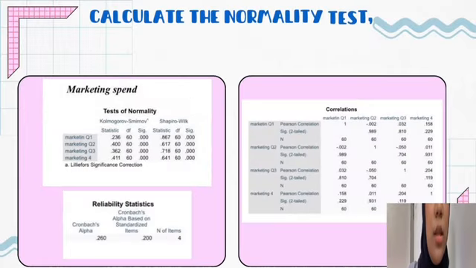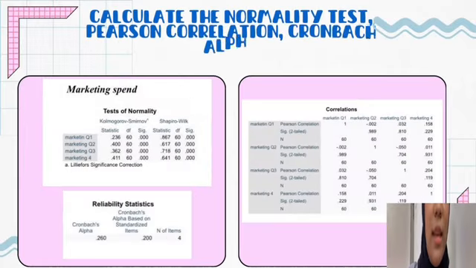The image shows the result of the normality test and correlation analysis for marketing spend data across 4 quarters. Normality test. The table shows 2 tests, Kolmogorov-Smirnov and Shapiro-Wilk. The significance values are all 0.00, which means that the data is not normally distributed in any of the quarters, quarter 1 to 4.